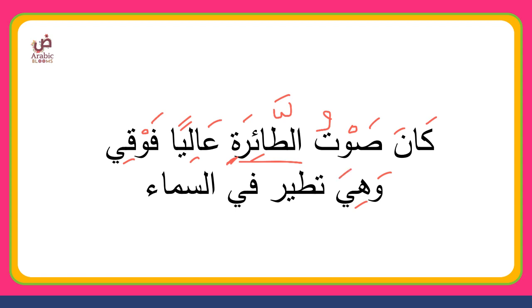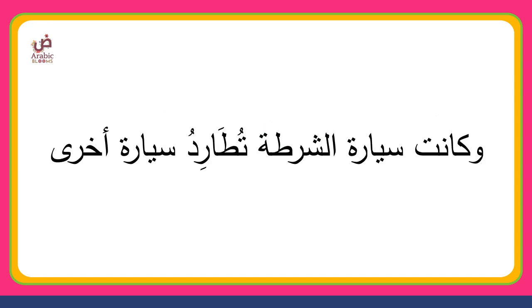فوقي. Above me. وهي. This word, this is a verb. Yes. تطير. في السماء. So the words that I want you to learn are this one and this one. الطائرة تطير. This is a simple sentence you can form. الطائرة تطير في السماء. Okay, you can pause if you want to read.